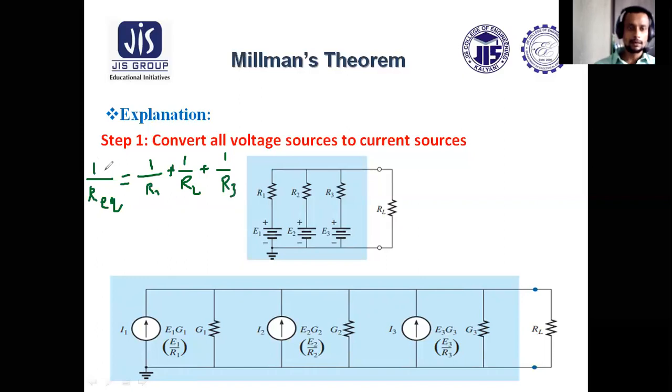Now, in terms of conductance, what will happen? 1 by Req is Geq. 1 by R1 is G1. 1 by R2 is G2. And so on.